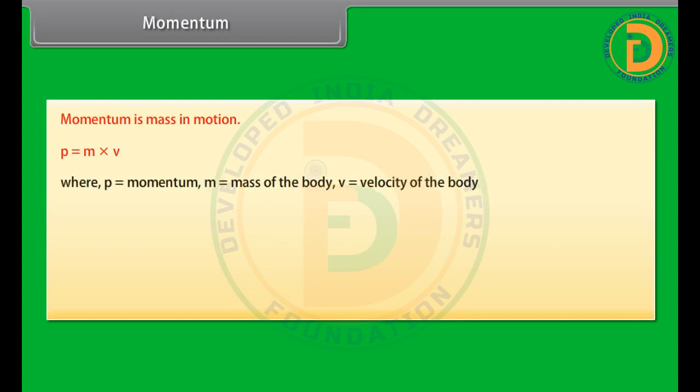Momentum. Momentum is mass in motion. P is equal to m into v, where P is equal to momentum, m is mass and v is velocity. This is the formulation of the second law of motion.